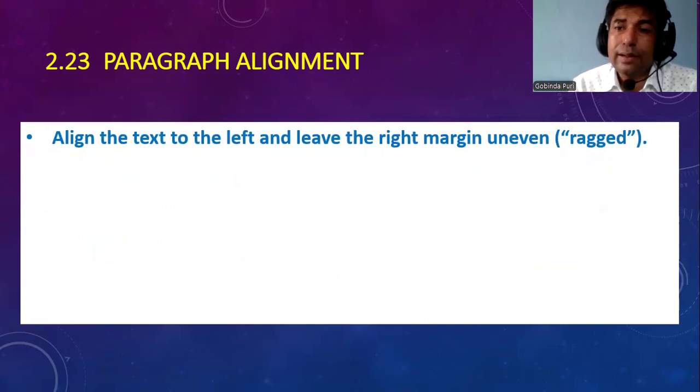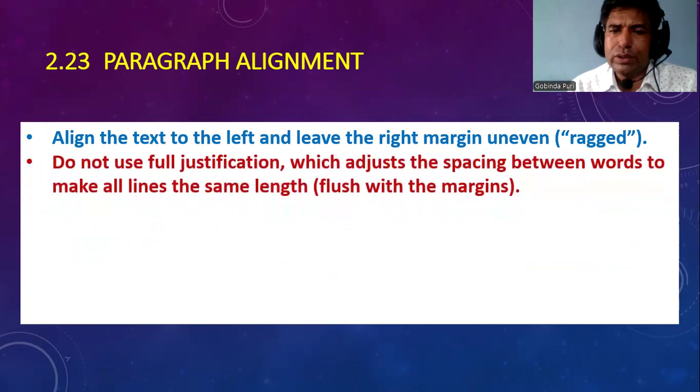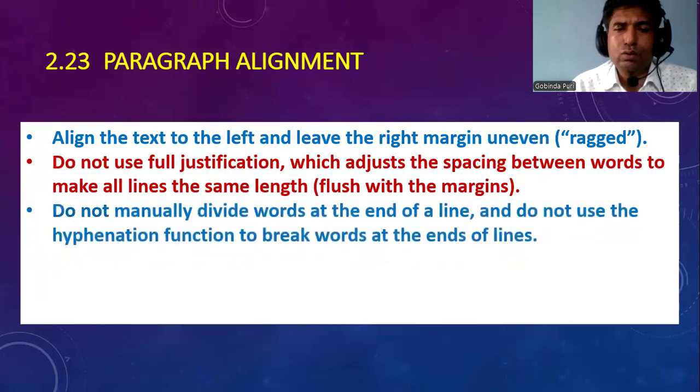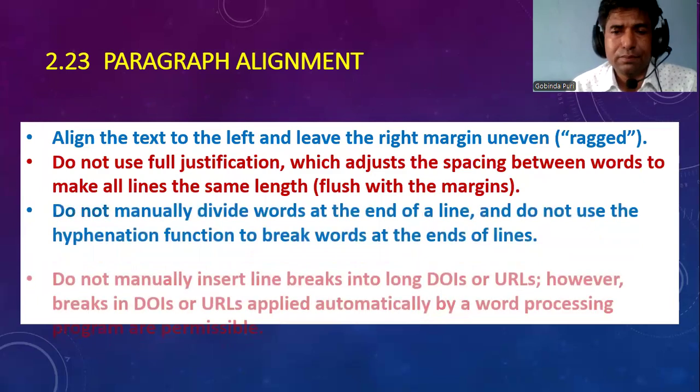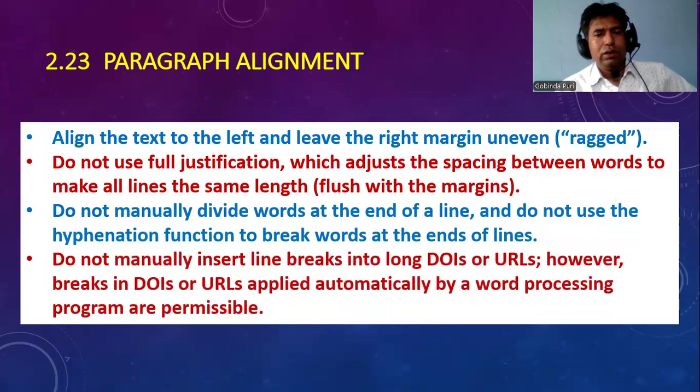And for paragraph alignment, always align the text to the left and leave the right margin uneven or ragged. You should not justify. Do not use full justification, which adjusts the spacing between words to make all lines the same length, flush with the margin. Do not manually divide words at the end of the line, and do not use the hyphenation function to break words at the ends of lines. Do not manually insert line breaks into long DOIs or URLs. However, breaks in DOIs or URLs applied automatically by your word processing program are permissible.